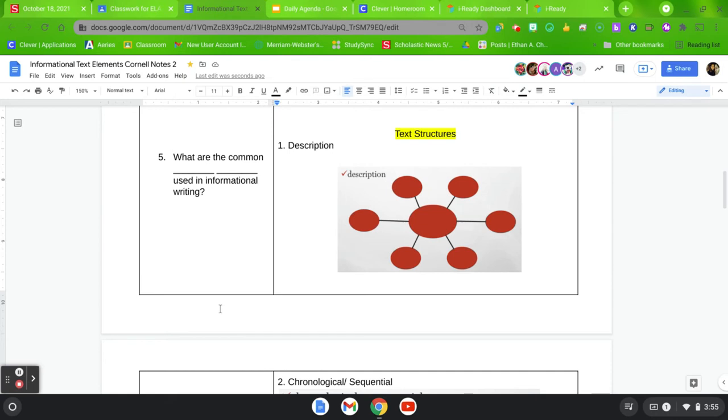There are 4 common text structures in informational writing. There's description. So if we're writing about Ethan A. Chase Middle School and we were to put that here in the center, then I might talk about ASB, clubs, core classes, electives, discipline. And all of these different paragraphs would all be about Ethan A. Chase.